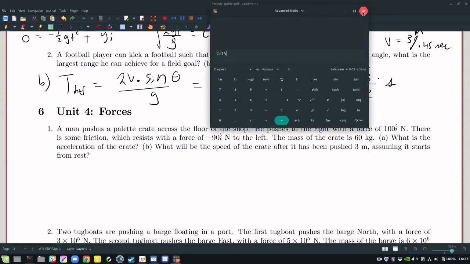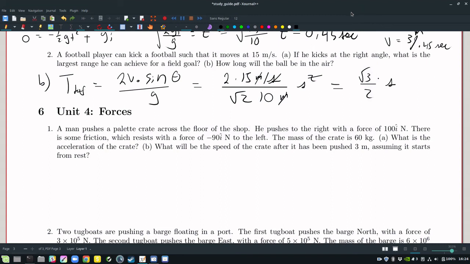So 2 times 15 times sine, I'm in degrees mode, so 45. 2 times 15 times sine of 45 divided by 9.81, the more precise calculation. Right, okay. So about 2.1 seconds.